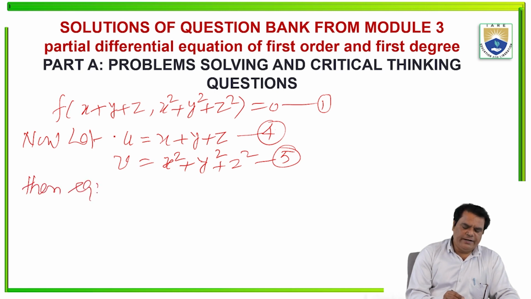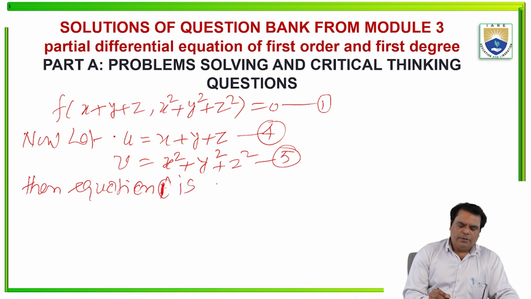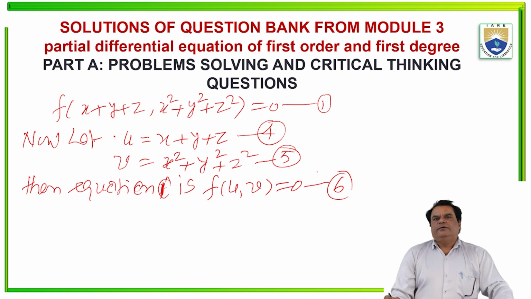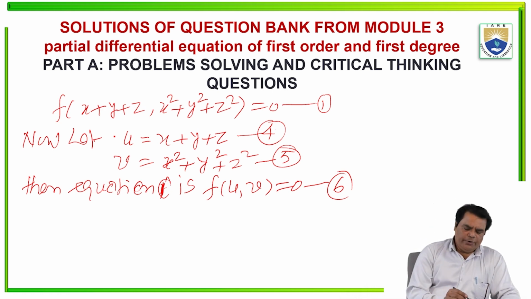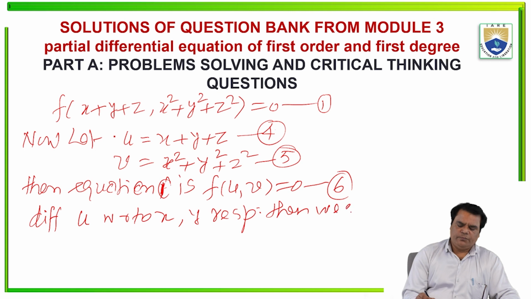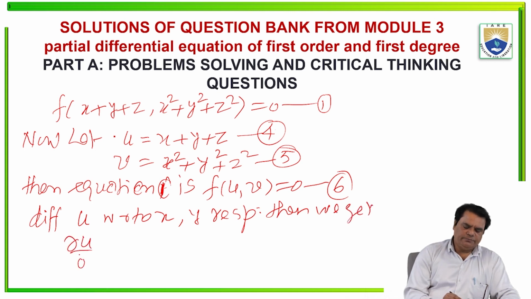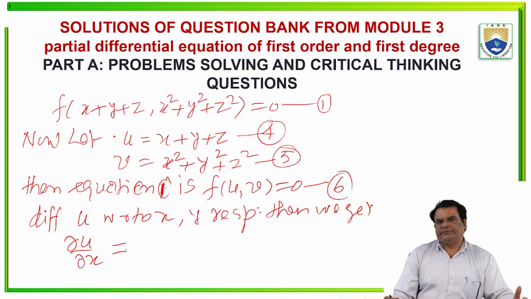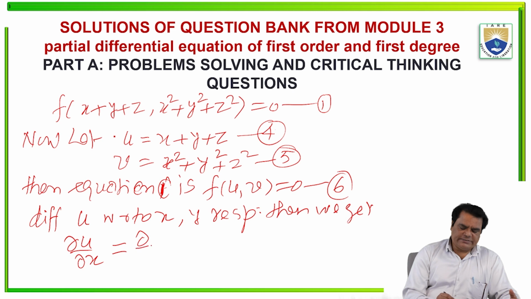Then equation 1 is f(u, v) equal to 0. This is equation 6. Now differentiating u with respect to x and y respectively, we get ∂u/∂x. This is equal to differentiation with respect to x, so ∂/∂x of u, which is x plus y plus z.